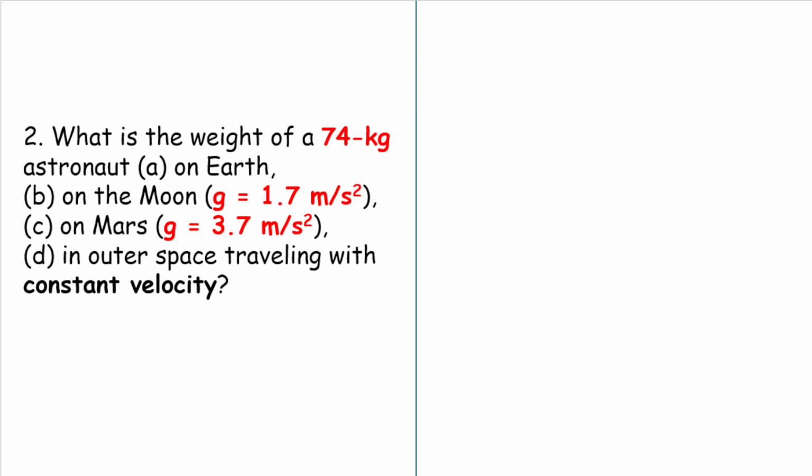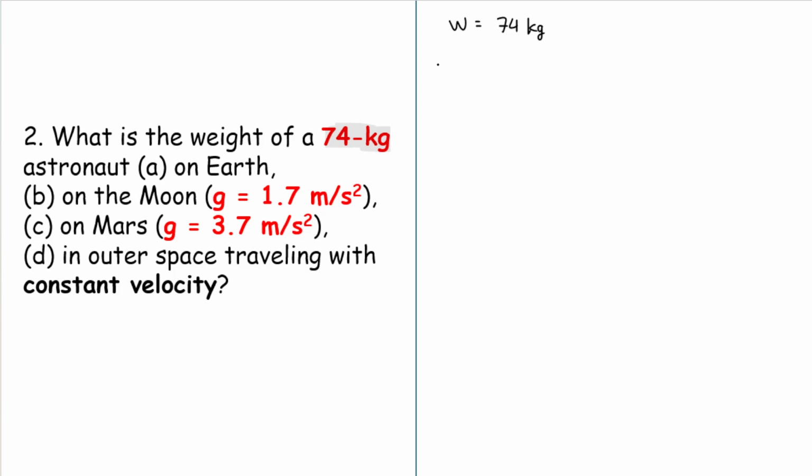What is the weight of a 74 kilogram astronaut, A, on Earth, B, on the moon with given g, and then on Mars with also given g, and in outer space traveling with constant velocity? We are given that the mass of the astronaut here is 74 kilograms.